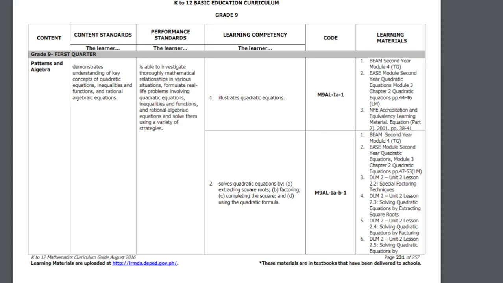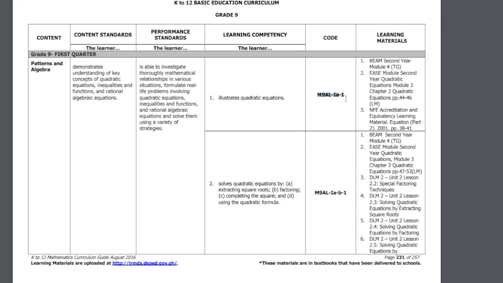Hello, hello! Now we're going to talk about the grade 9 mathematics curriculum guide. For this one, if you don't know how to read the code, the first one is the subject, so mathematics. The 9 is the grade level. The last two here is mostly the subject type, so we are in algebra, AL. The Roman numeral here talks about the quarter. The lowercase letter here is the week, and the number here talks about the learning competency level.